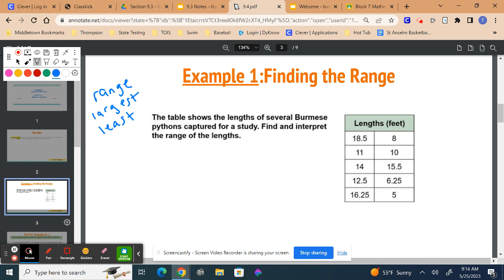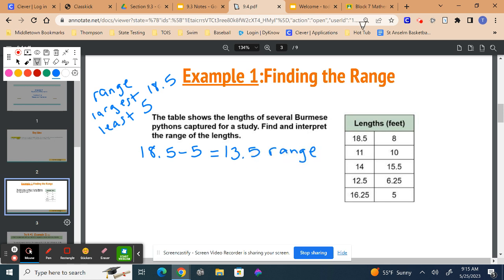What is your largest? 18.5. And what's your least? 5. We have to find the difference, correct? So difference means, what are we doing? Subtracting. You take 18.5 and subtract 5. What do you get? 13.5. So this is your range.